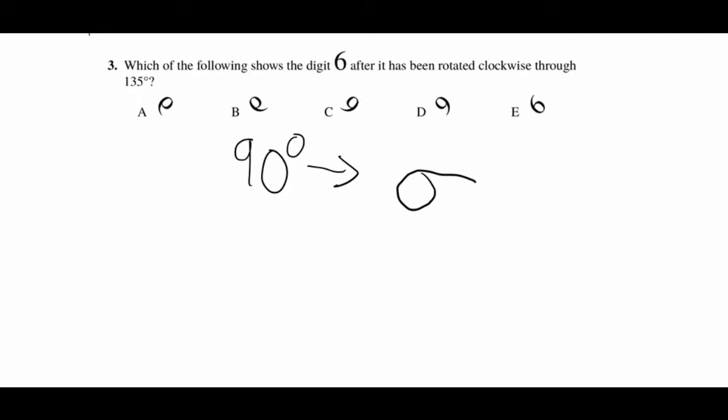And then if we think about what it would look like if we rotated it through 180 degrees, it would look like a 9. So it would look something like this. And so 135 degrees will look something halfway between a 90 degree rotation and a 180 degree rotation. And if we quickly scan through all the options, we see that the answer must be D.